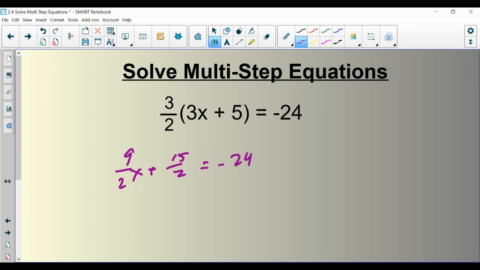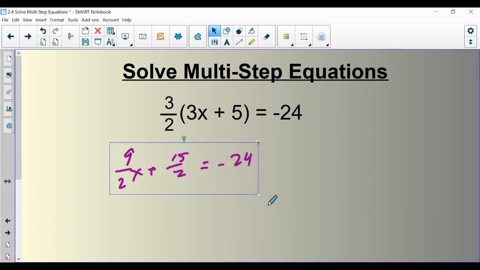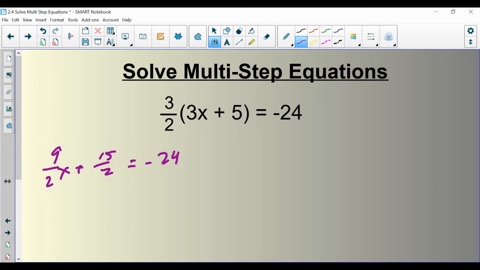You can get the right answer here with your calculator. Your first step would be to subtract 15 halves to both sides, and then you would multiply by the reciprocal, which is 2/9. However, there is another thing that you can do to solve these questions. I'm going to encourage you guys to do that.